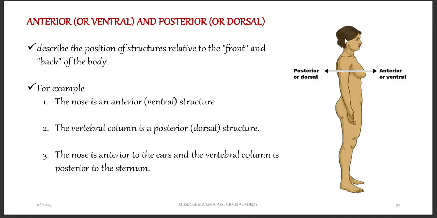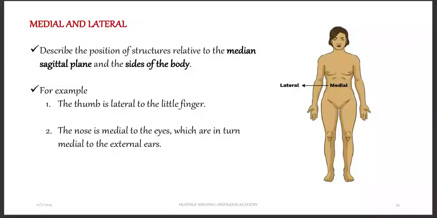Or you can say the ears are dorsal to the nose because they are at the back in comparison to the nose. Does that make sense on anterior and posterior, or dorsal and ventral? Does that make sense? Very good. Please feel free to ask in case you are not okay.